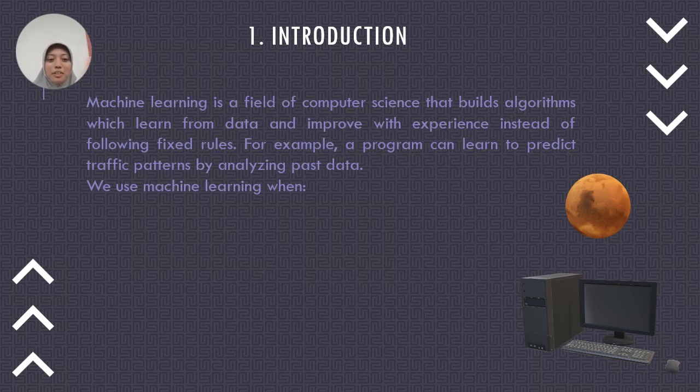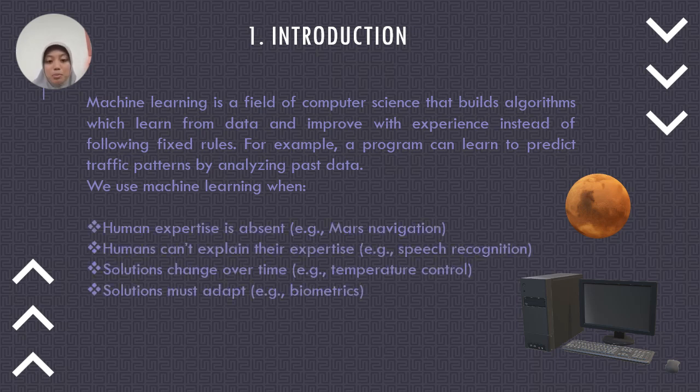So, machine learning is a field of computer science that builds algorithms which learn from the data and improve with experience instead of following fixed rules. For example, a program can learn to predict traffic patterns by analyzing past data. So, we use machine learning when human expertise is absent, humans can't explain their expertise, solutions change over time, and for the last one, the solution must adapt.